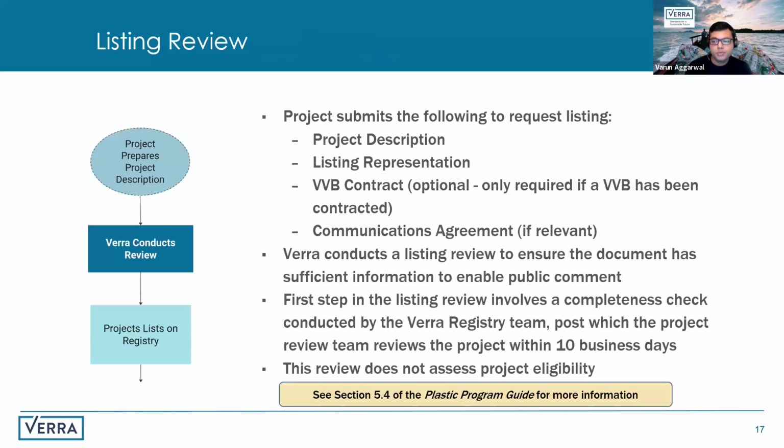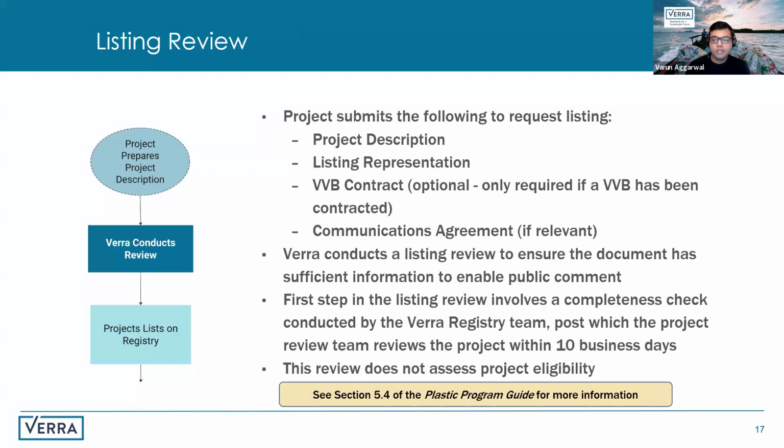Once the project description is ready, the second step, or one of the major milestones in the project lifecycle, would be to request listing by uploading all the requisite documents to the Verra registry, the details of which can be found in section 5.4 of the Plastic Program Guide. Upon receipt of this request, a listing review is conducted by Verra to ensure that the documents have sufficient information to enable public comment.